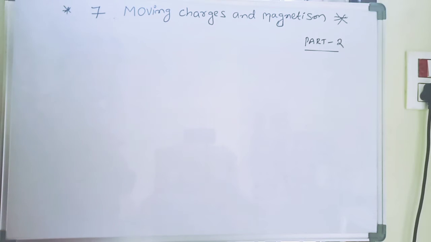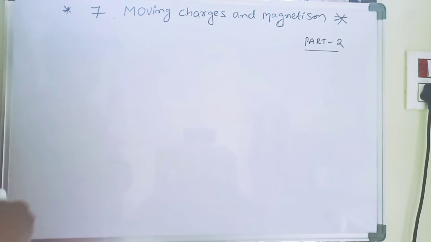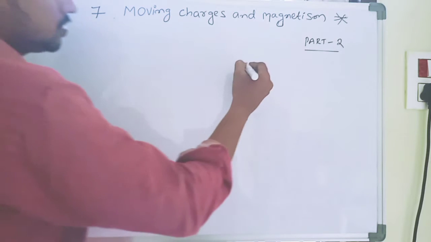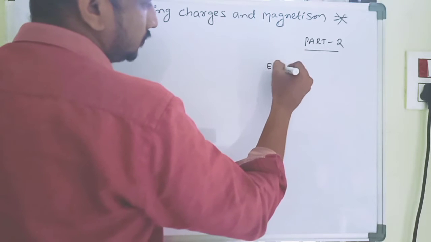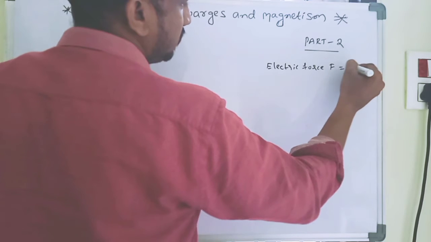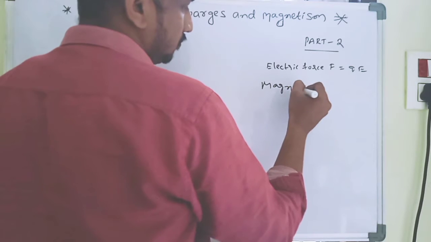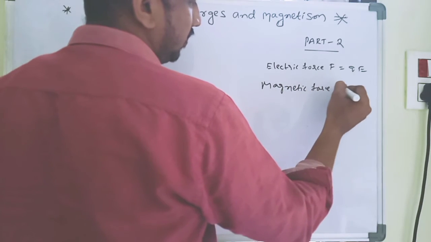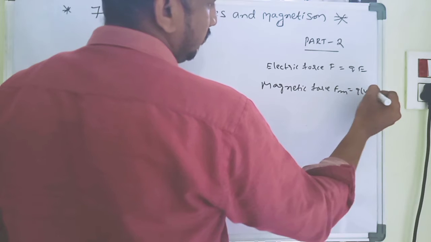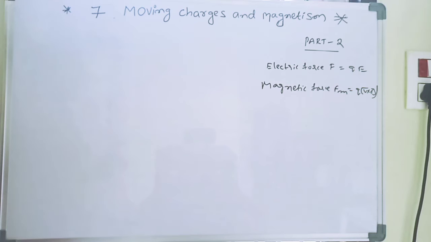Afterwards, we are discussing what is magnetic force and what is electric force, and the difference between electric force and magnetic force. Electric force is F equals QE. And magnetic force, we write Fm equals Q into V cross B. So this is electric force and magnetic force.